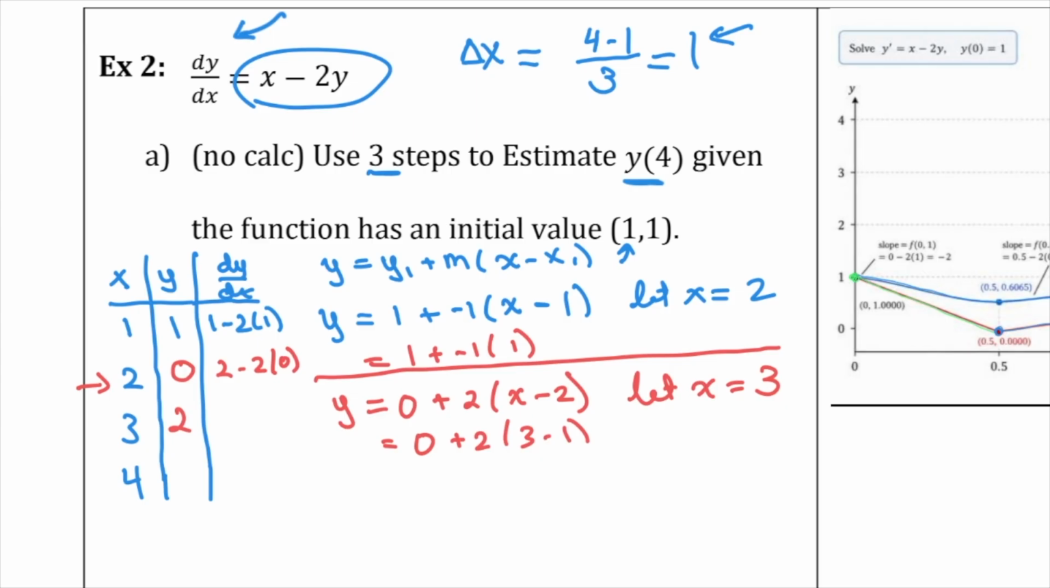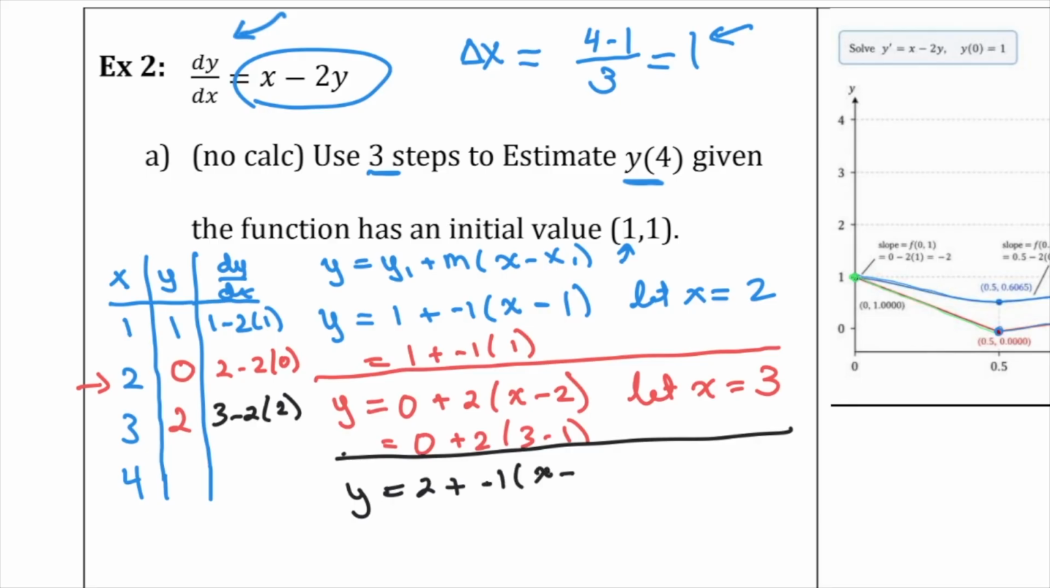All right, we're going to go one more step. And with that step, this time, we're going to follow y equals your y value, which is 2, plus your slope. Well, the slope comes from 3 minus 2 times my y value. So this time it is negative 1. Then we will have x minus 3. We're going to let x equal 4. And once we do that, we'll have 2 plus negative 1 times 1, which gives us 1. So y at 4 is approximately equal to 1 for this problem.